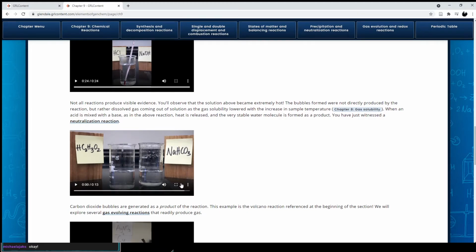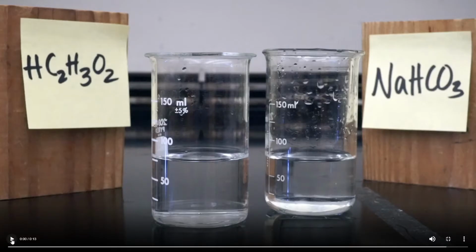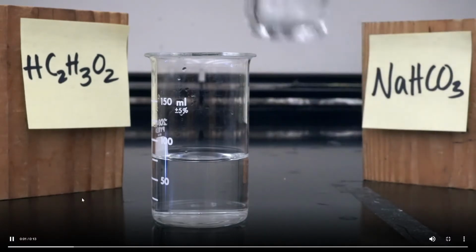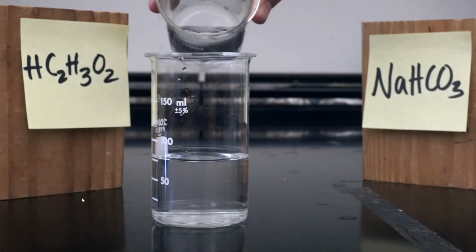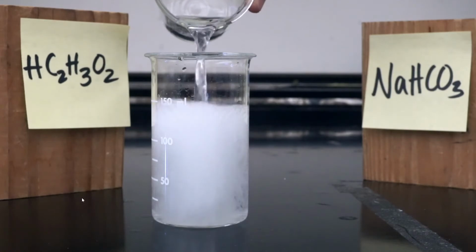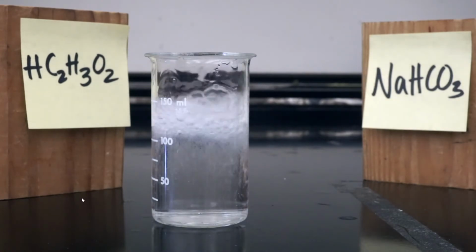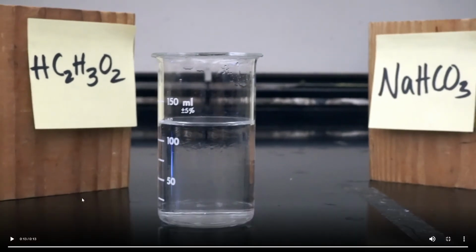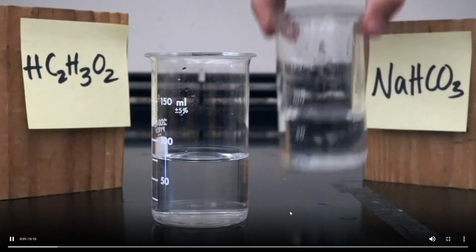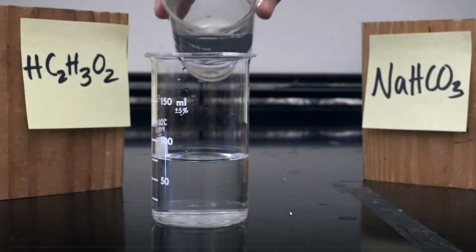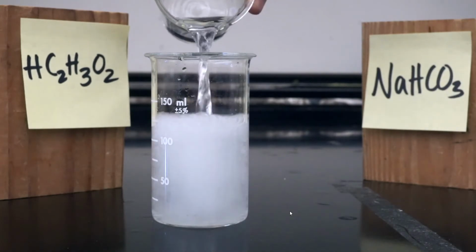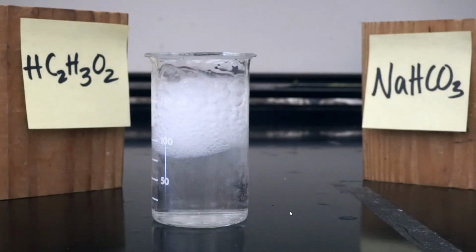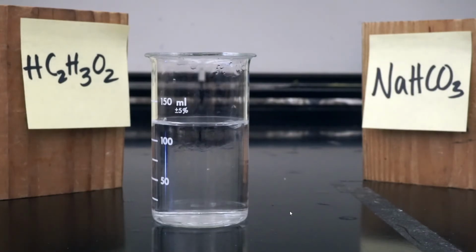Here's one that you've done at home, perhaps. Let's see what happens when we put these two together. In this case, we formed a gas. This is vinegar and baking soda. You've done this one. This is your volcano experiment. So again, mixing two solutions, well, in this case we have an acid and an ionic compound, but we are making a gas. That's evidenced by those bubbles.